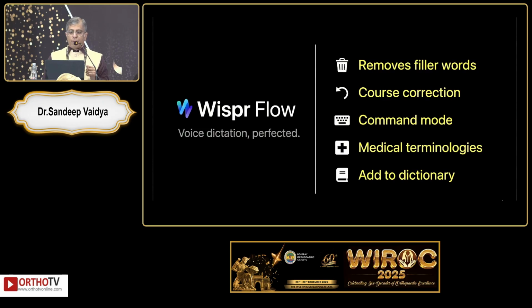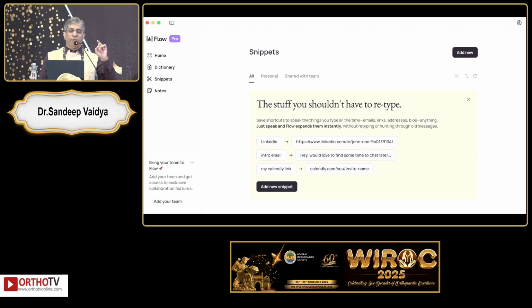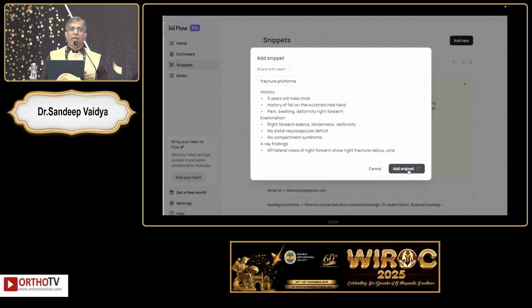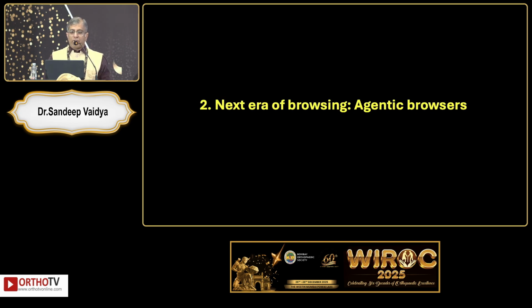So that's about WhisperFlow. Another nice feature of this tool that I like is Snippets. Suppose this typed text, I wanted to save it as a fracture proforma. Then I have to create a new snippet. I copy paste that typed text and label it as fracture proforma. So the next time I go back to WhisperFlow and say just fracture proforma, the entire paragraph will get typed out. So that was WhisperFlow for you.